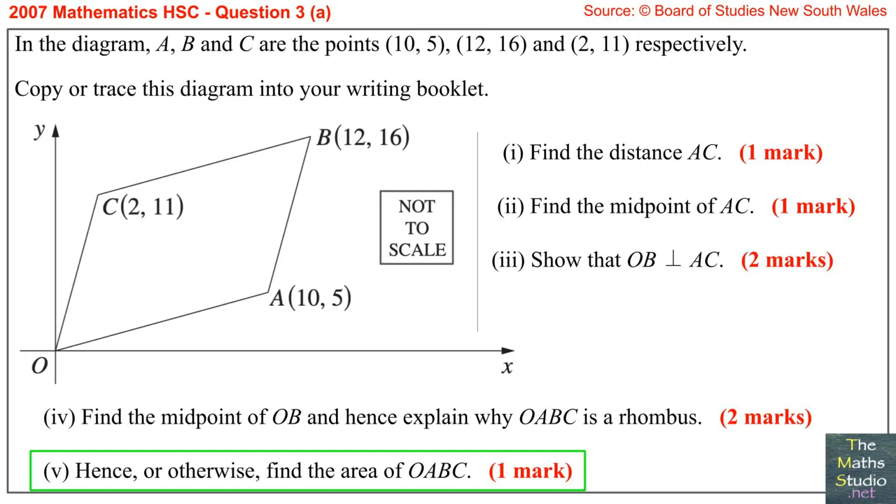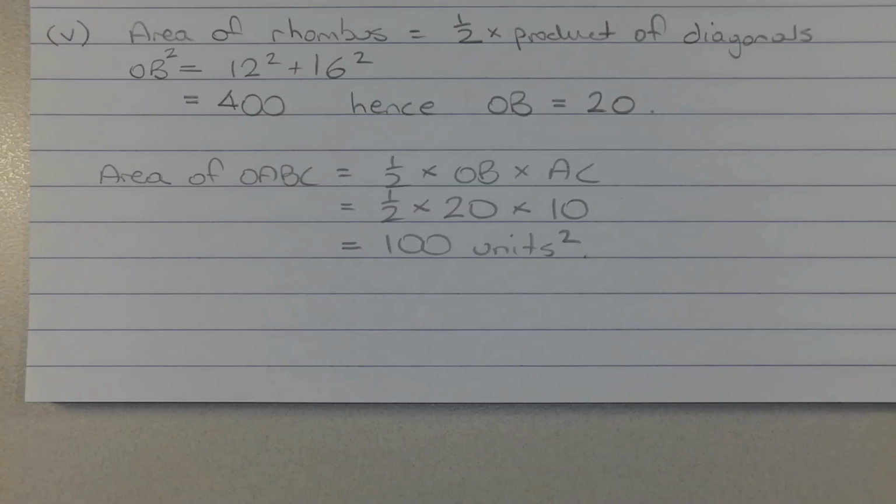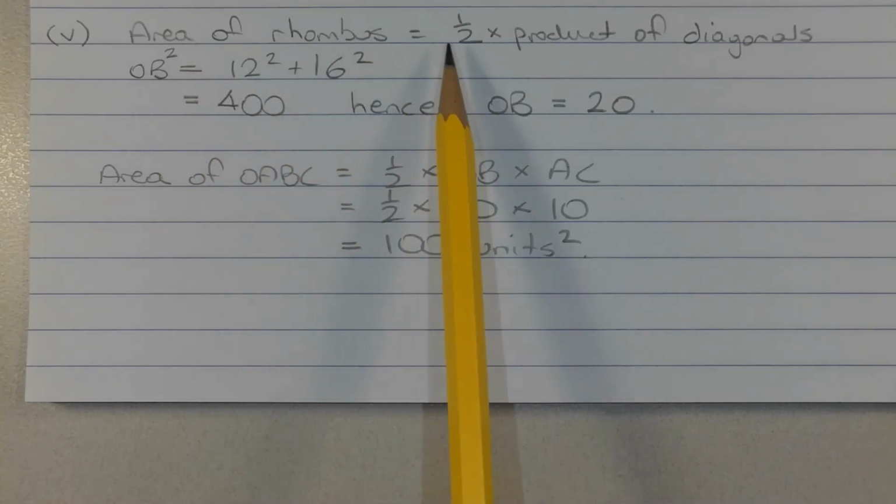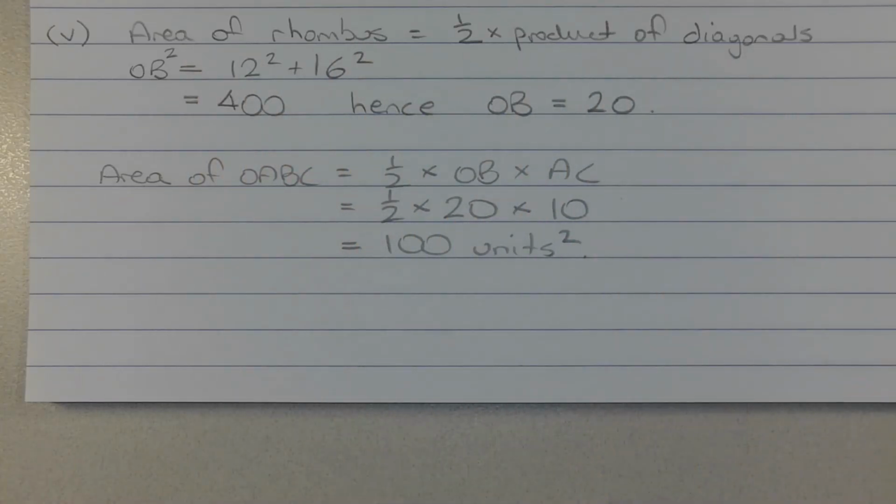Part 5. Hence or otherwise, find the area of OABC. To find the area of a rhombus, we halve the product of the diagonals. Now in rhombus OABC, we know the length of diagonal AC, which is 10 units, and we found that in part 1. We need the length of diagonal OB, however. Now O represents the origin, and B represents point B, which has coordinates (12, 16).